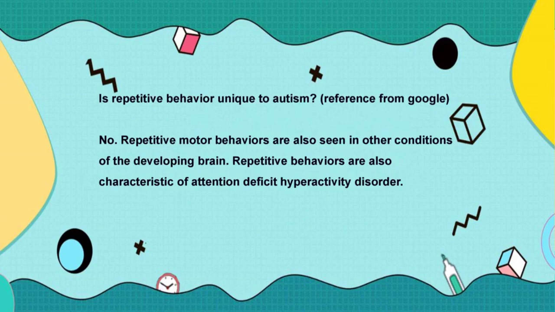So is repetitive behavior unique to autism? No, not at all. It is also seen in other conditions of the developing brain. There are also characteristics of ADHD, attention deficit hyperactivity disorder. So this is seen across different delays with the development of the child.